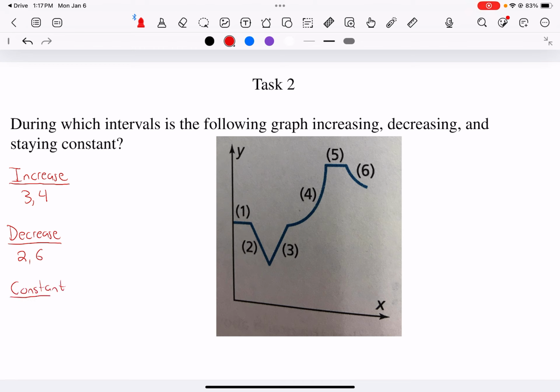And the graph is remaining constant when there's a slope of 0, which is happening at 1 and 5 because those are just horizontal lines. So we're not looking to see if it's linear or nonlinear, we're just looking to see if it's increasing or decreasing.